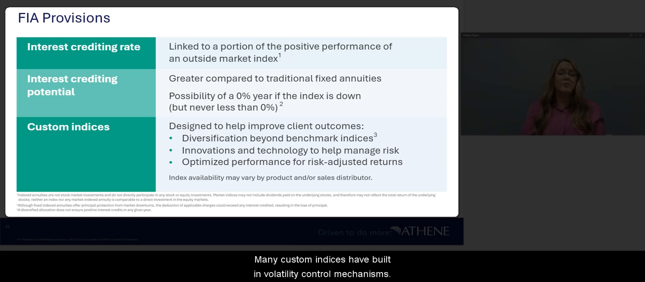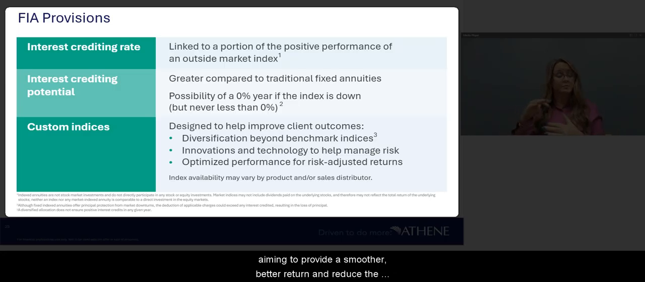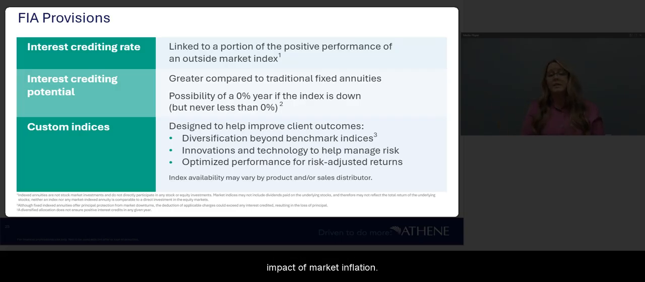Many custom indices have built-in volatility control mechanisms. These features adjust the index exposure to different assets based on market conditions, aiming to provide a smoother, better return and reduce the impact of market inflation. They oftentimes have higher participation rates, meaning a greater percentage of the index gains are credited to the annuity, and this can lead to potentially higher returns compared to some of those standard indices.